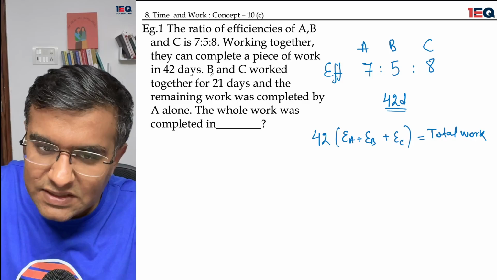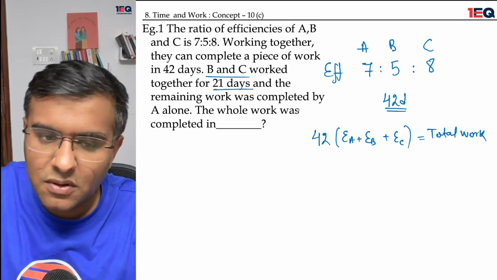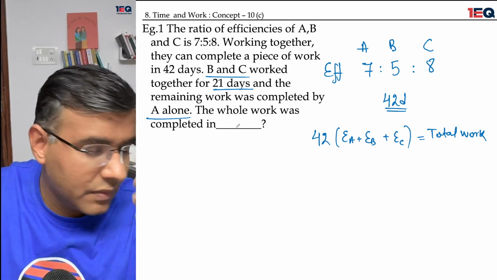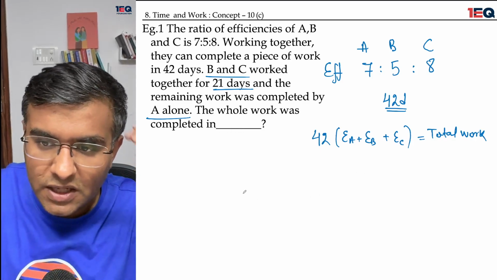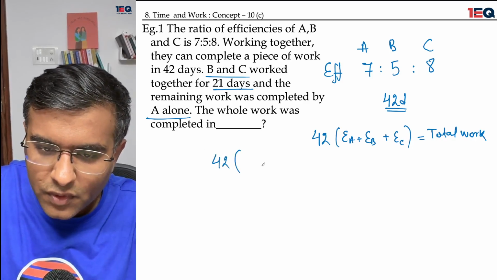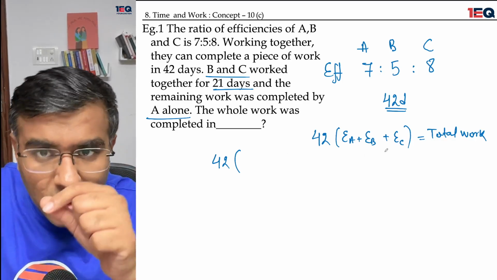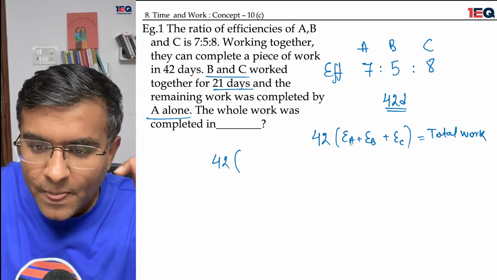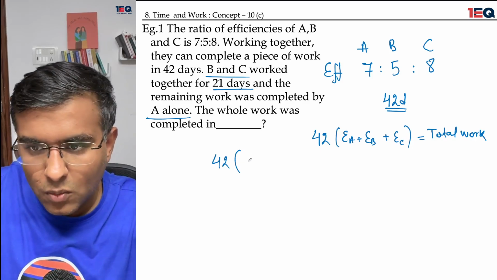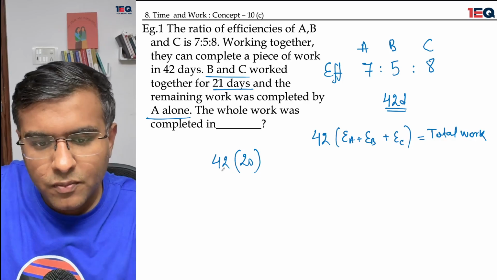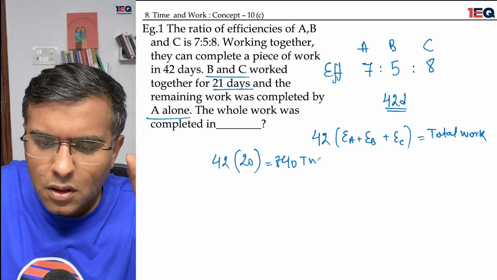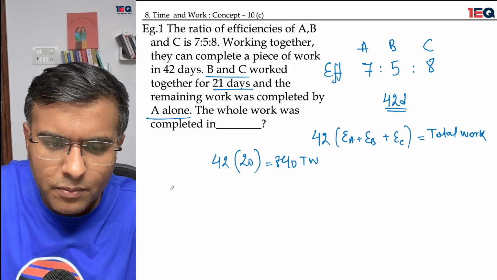Now, B and C have worked together for 21 days and the remaining work was completed by A alone. We are supposed to focus only on the remaining work. What does the remaining work talk about? 42 multiplied by the total work. Let me quickly find out the total work. EA, EB, and EC, when I add all of them up, this comes out to be 20. So this is 840. 840 is the total work.